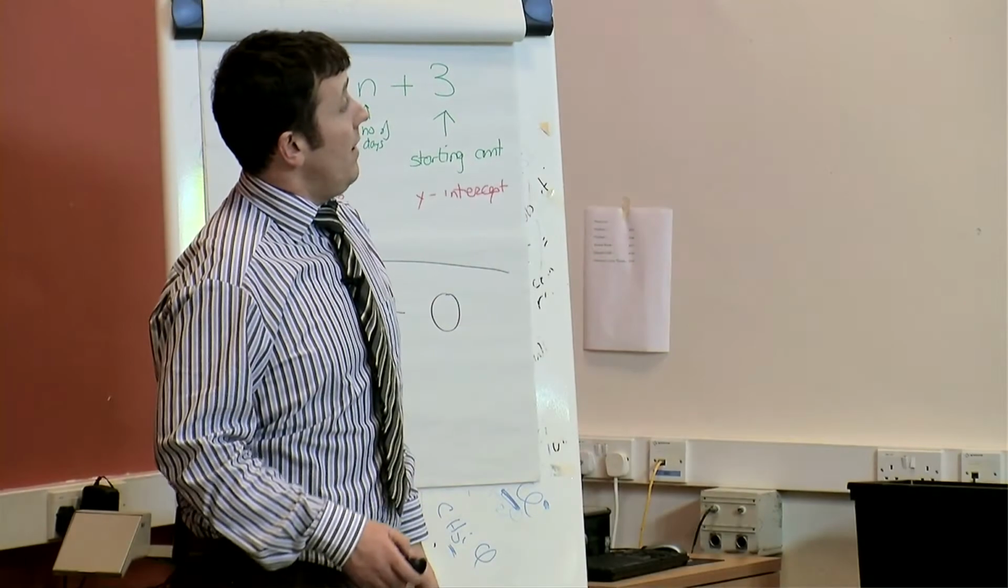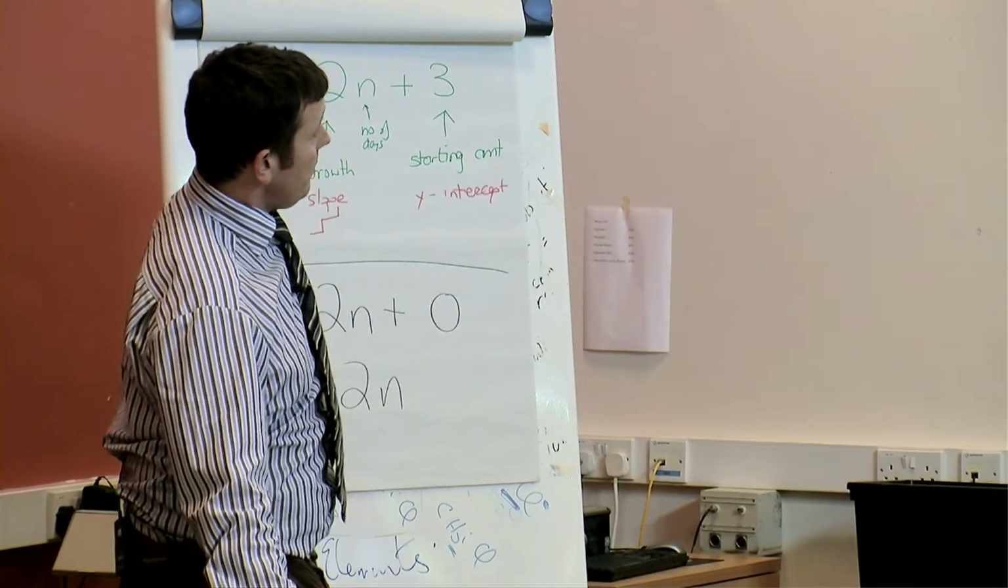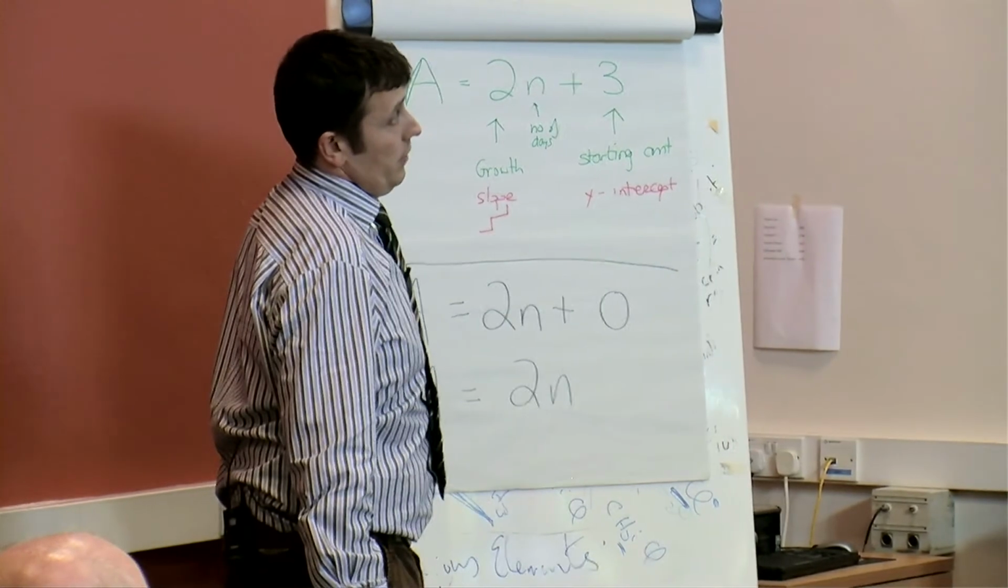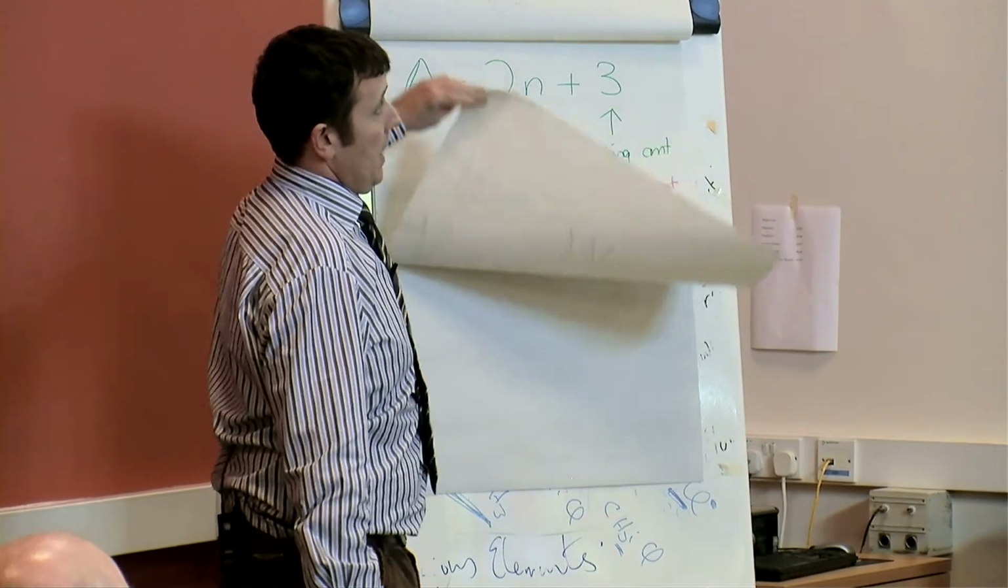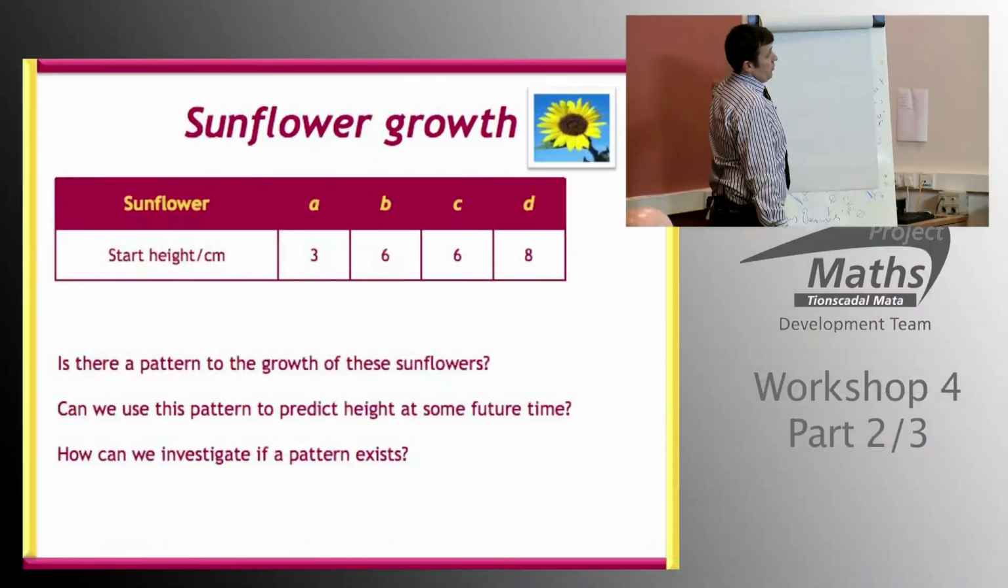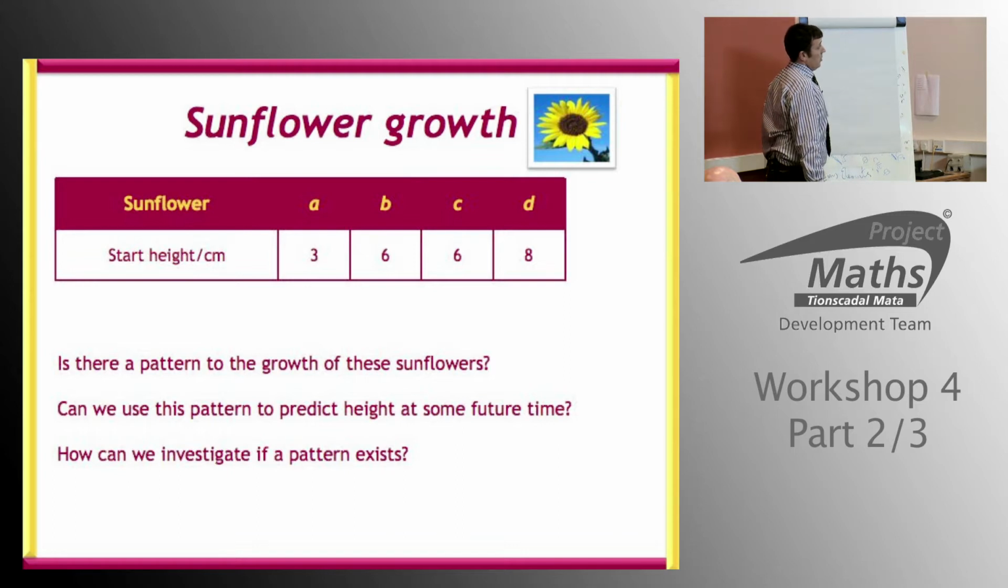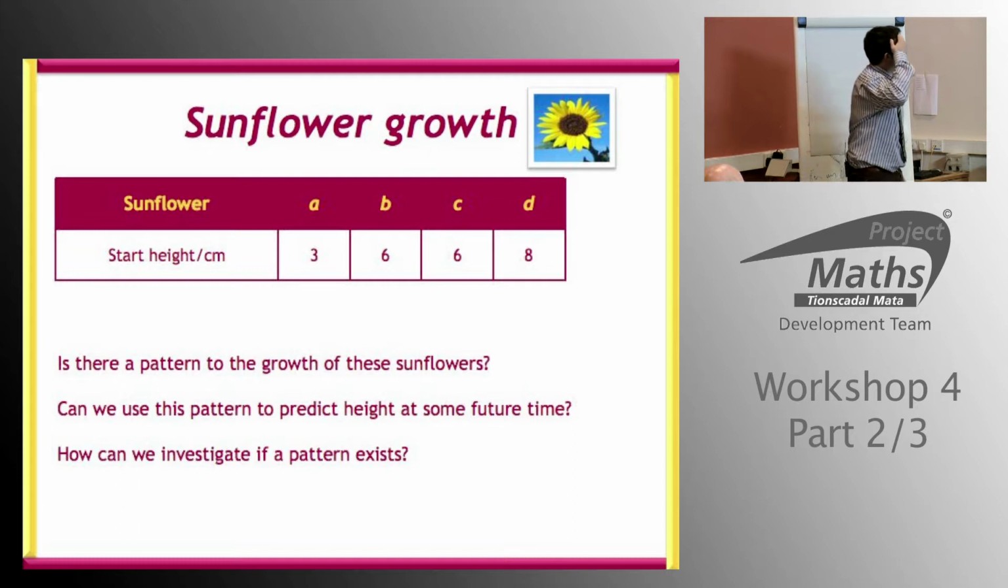Now, the next one we're going to have a look at here is we have 4 sunflowers, A, B, C and D. And they've start heights of 3, 6, 6 and 8. Okay, so what we're going to look at here is, is there a pattern to the growth of these sunflowers?